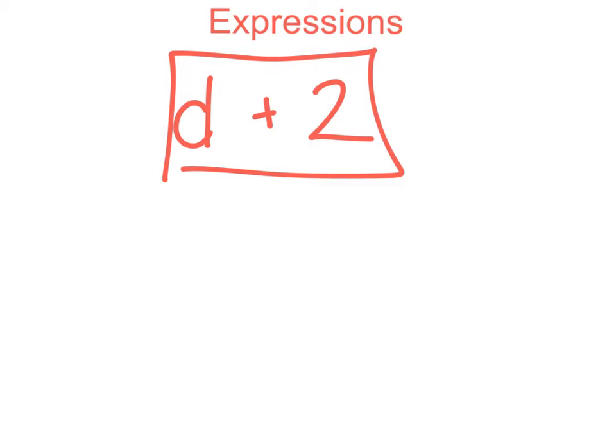An expression uses a variable and a number to represent a pattern. So a variable, remember, is like a letter, so like D, and a number, so maybe plus 2, to represent a pattern. Let's do an example so you get an idea of this.